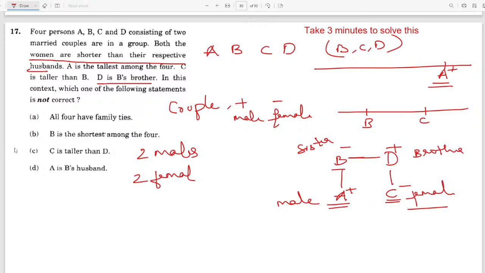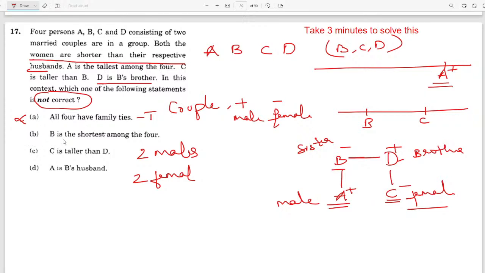And now we'll see the options. The first option says that all 4 have family ties. Yes, all 4 have family ties because A would be the brother-in-law of D and C would be the sister-in-law of B. So all the 4 are related. This is a true statement, but they are not asking which is true. They are asking what is not correct. So clearly this is true, but this is wrong. They're asking for an incorrect statement here. So option A is wrong.